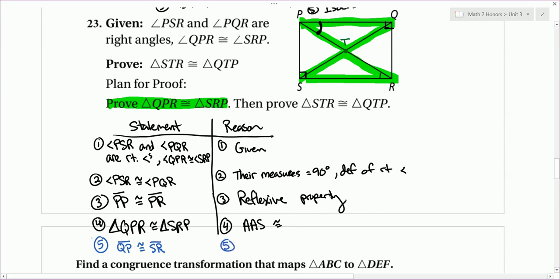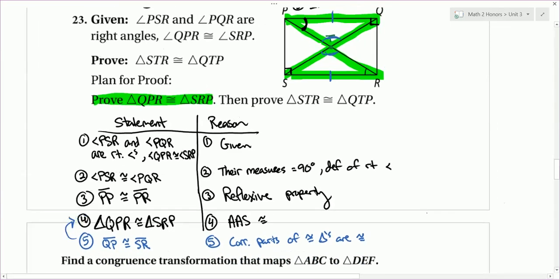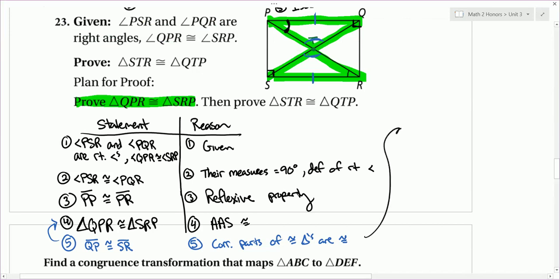Because the two triangles in 4 are congruent, and so we say corresponding parts of congruent triangles are congruent. Okay, and so we have this is congruent to this. Let's see, what else do we have? We have vertical angles congruent. So I'm running out of space here. I'm going to continue my proof over here.